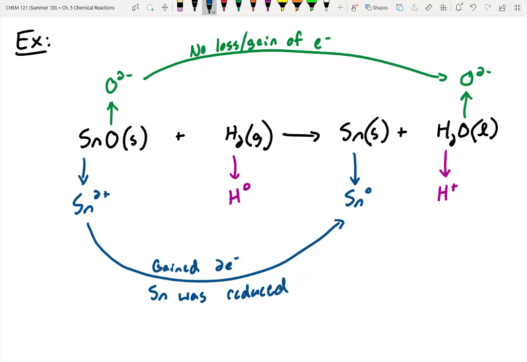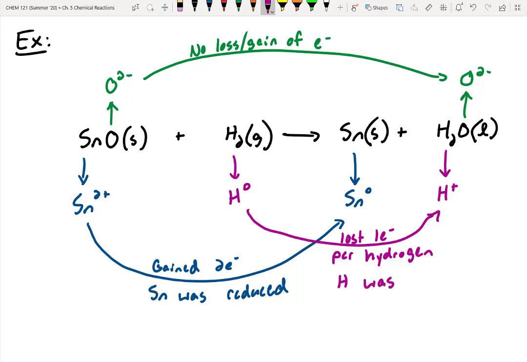And then we'll go and look at our hydrogen. So in hydrogen, oops, that's not a good arrow. I'll just go ahead and say, okay, in this case, we're going from something that was neutral to something that was positive. So we must have lost 1 electron per hydrogen, right? In this case, each hydrogen, because we have 2 of them, lost 1 electron. Okay, and that tells us that hydrogen was oxidized.